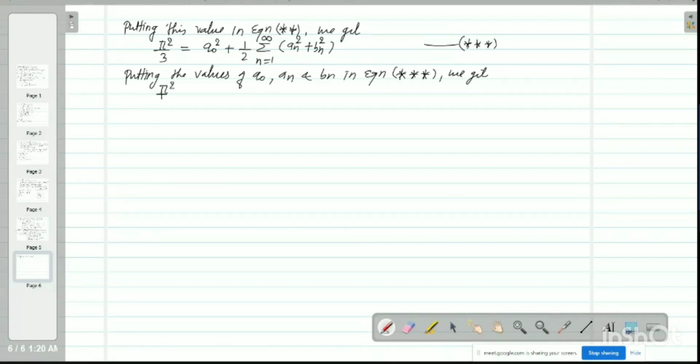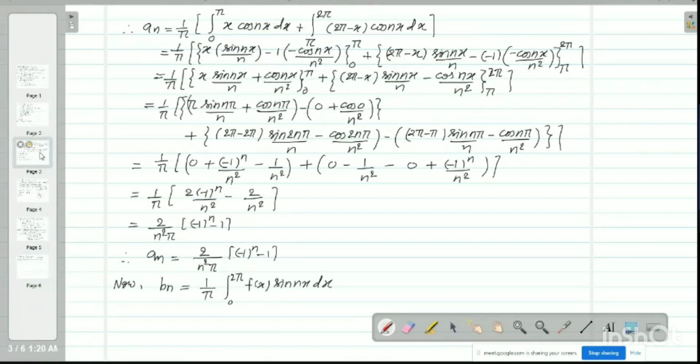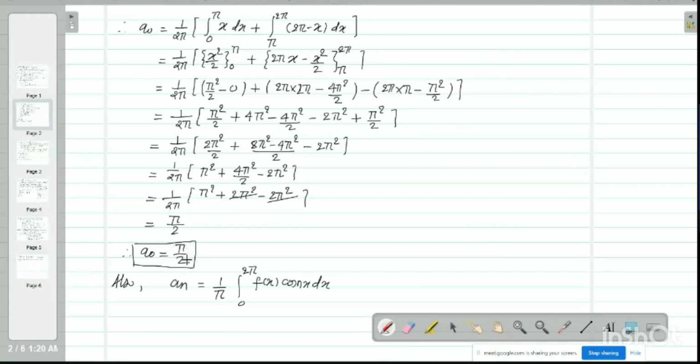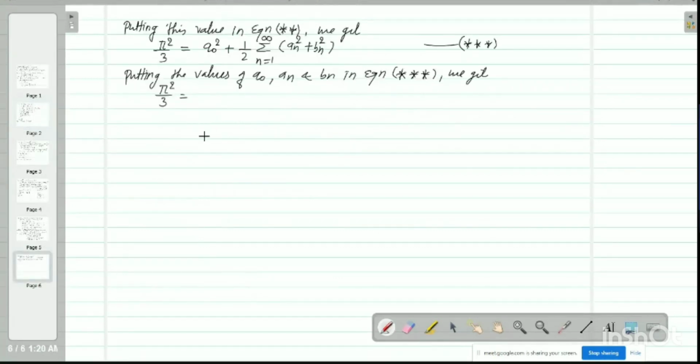We get pi square by 3, and this is a naught square. How much did we find the value of a naught? A naught is pi by 2. So this becomes pi by 2 whole square. No problem. And 1 by 4.